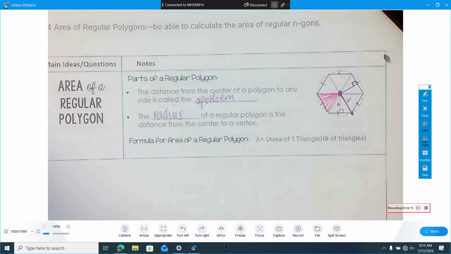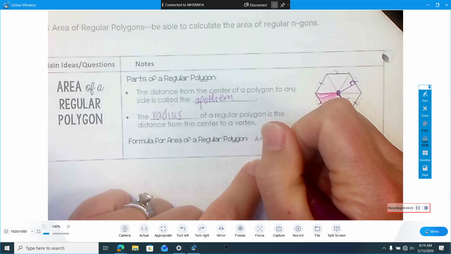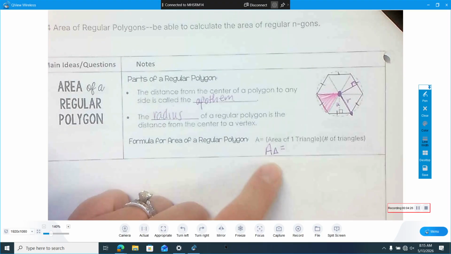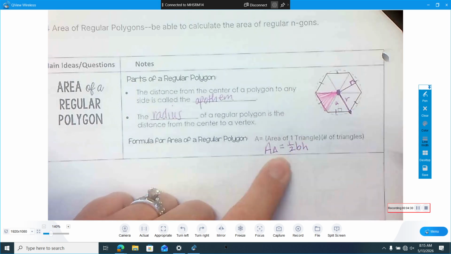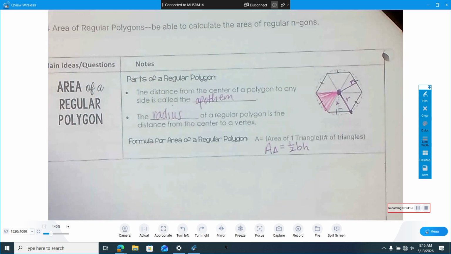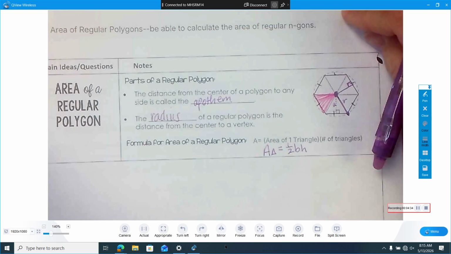And these are two pieces that we're going to need to know in order to figure out our area of a triangle. So what is the area of a triangle? What is the formula? 1/2. Good. 1/2 base times height. Very good. And so we want to keep that in mind.